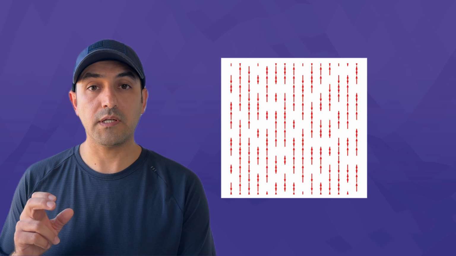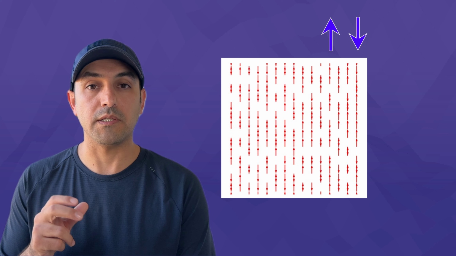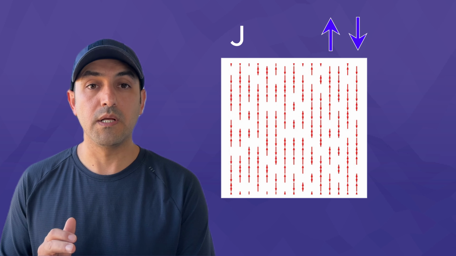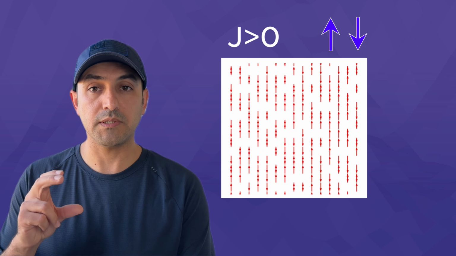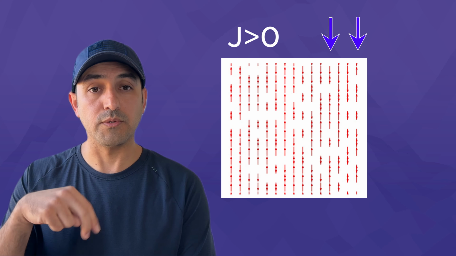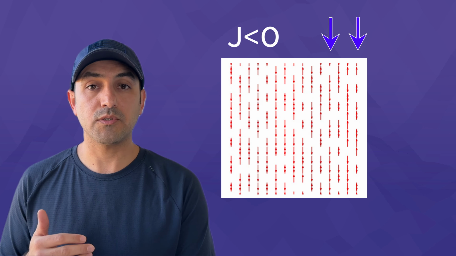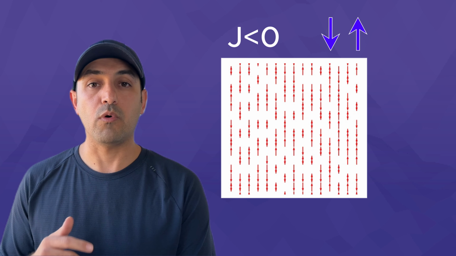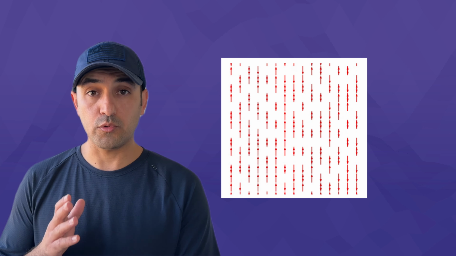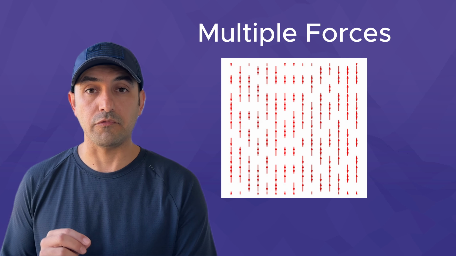The second part of the energy of the system of spins describes interactions between neighboring spins. The interaction energy between spins is represented by the symbol J. If J is positive, the spins want to align in the same direction, either both up or both down. This is called a ferromagnet. If J is negative, the spins want to be in opposite directions, one up and one down, which is called an anti-ferromagnet.